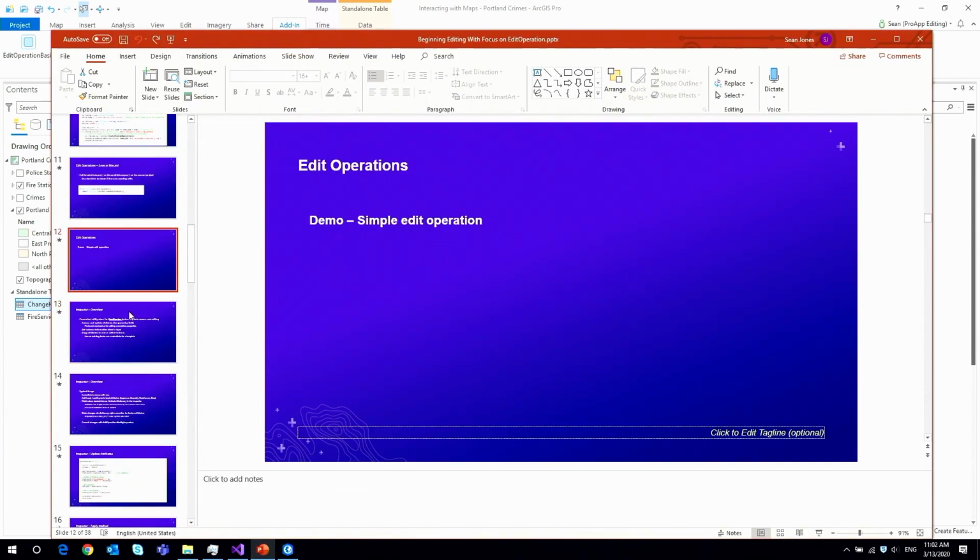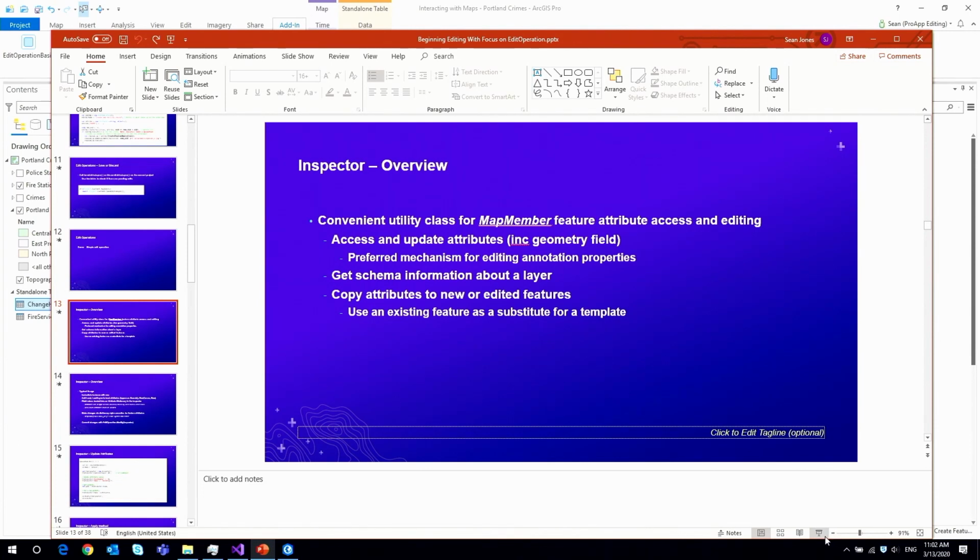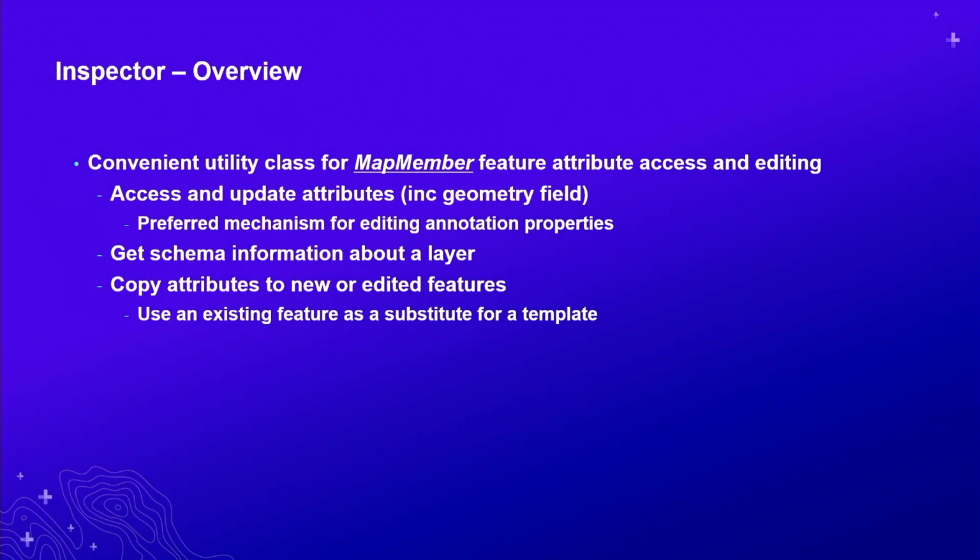All right, let's move along to Inspector. So the Inspector class is another class within the editor which we use to access and update the attributes, including the geometry field. So any attributes that we have on an existing feature or a feature that we may want to create in the future, we can generate an inspector for it and then use that to use in the editor itself, or use in the edit operation.